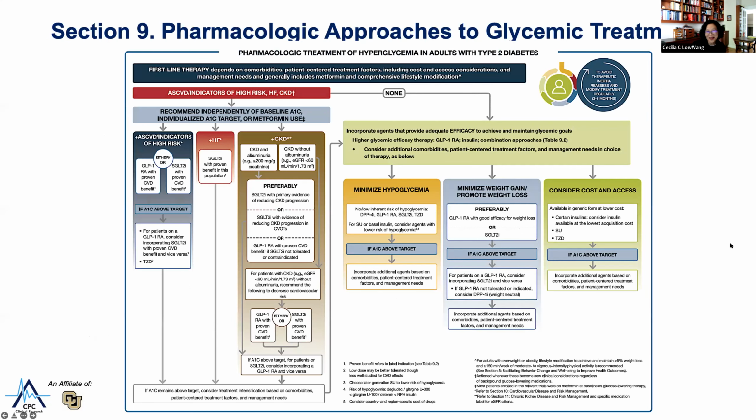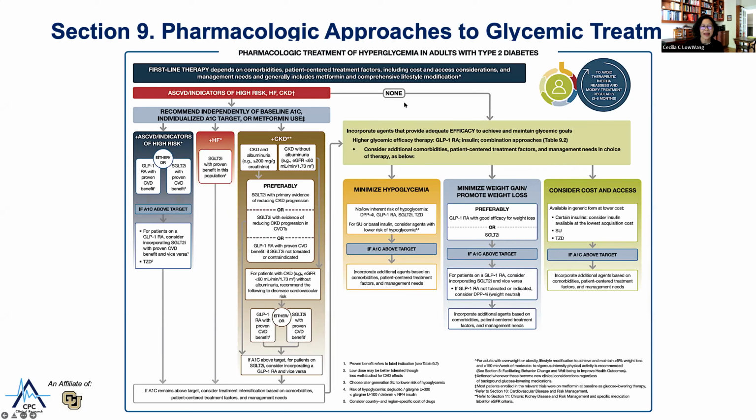And then moving on rapid fire to section 9. This is the section about drugs, medications for glycemic treatment. This diagram is very, very busy, and they've made some modifications since last year to add some more detail. I'll pull out certain sections, but I wanted you to see the whole diagram all at once.